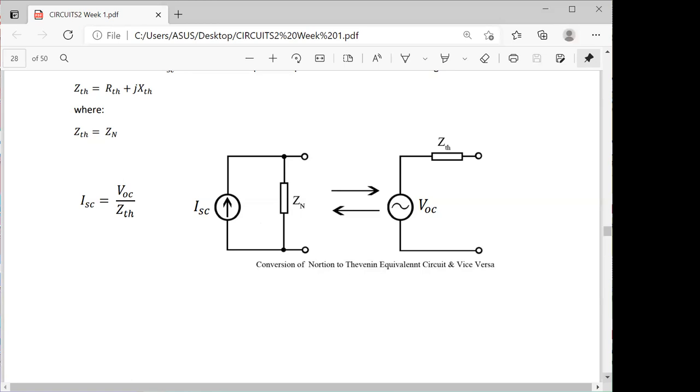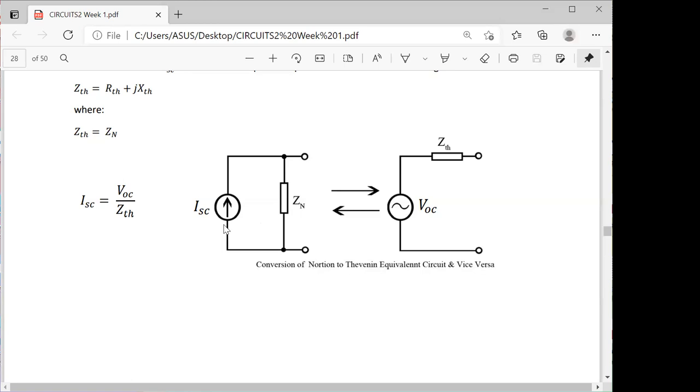Okay. So, of course, we know that in a Norton's equivalent circuit, we have this what we call I sub SC, which is in parallel with our Z sub N, whereas the Thevenin's equivalent circuit has a series combination of voltage and this what we call Thevenin's impedance, V sub OC and Z sub TH.